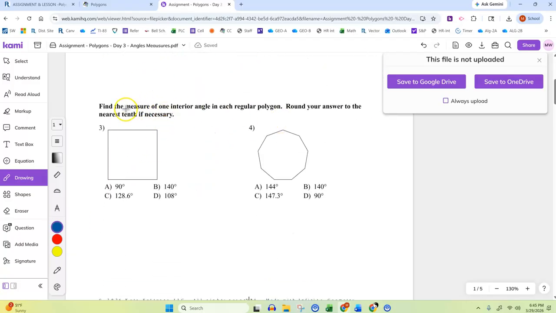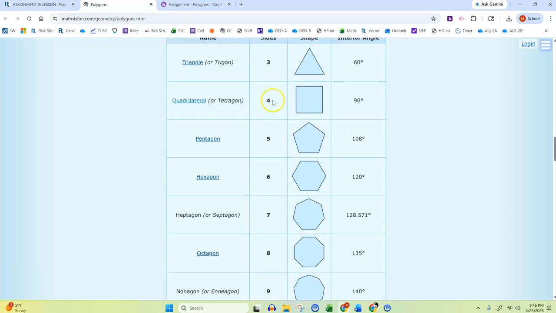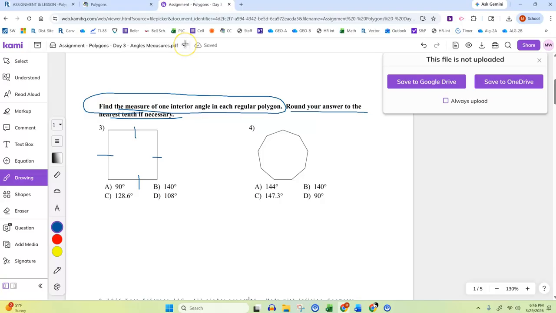Now what we're going to do is find the measure of one interior angle in each regular polygon, okay? So how do we do it? Well, there are 2 ways to do it. We can either think about what we know. This has 1, 2, 3, 4. So we say, what has 4? So that would be this one, 90 degrees, okay? That's too easy, sorry, but that's the way it is. Okay, that's 90.